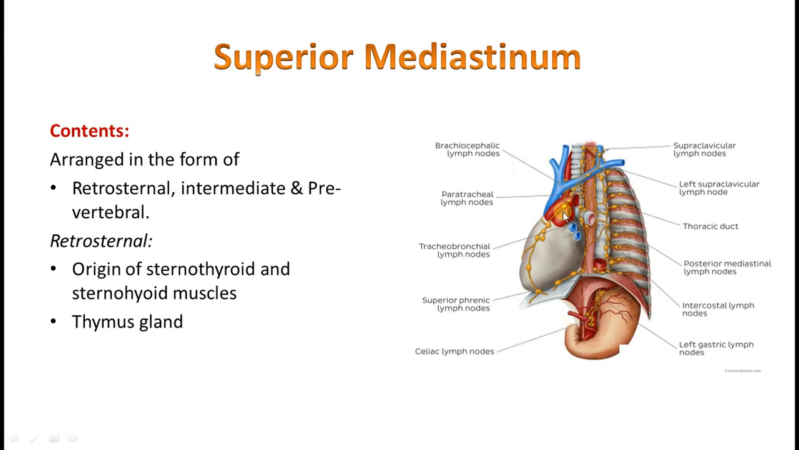Then coming to the intermediate structures. Now remove the retrosternal structures, and you are able to see the intermediate structures. Mostly what you see are the veins. So the veins you come across are the intermediate structures, the major veins.